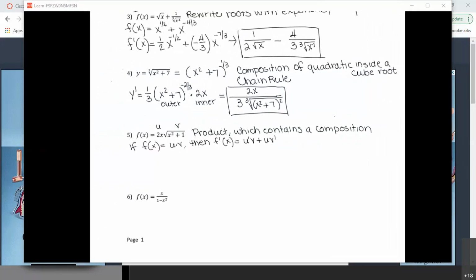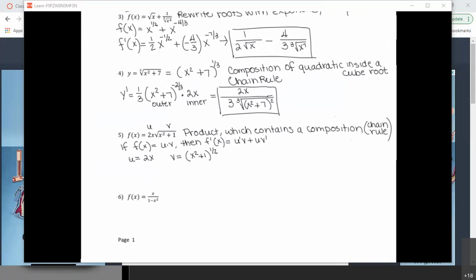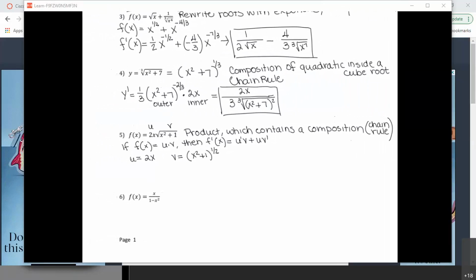And then I can say, all right, well, my u function is 2x, and my v function is, I'm going to rewrite it as x squared plus 1 to the 1/2. Again, I'm rewriting my square root as a 1/2 power. And I'm doing that in preparation for handling the composition, which means I need the chain rule. Okay, so this is like chain rule inside of a product rule. That's important to realize.